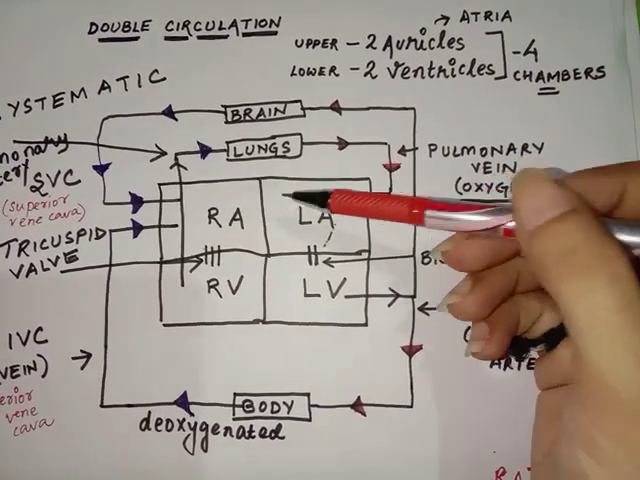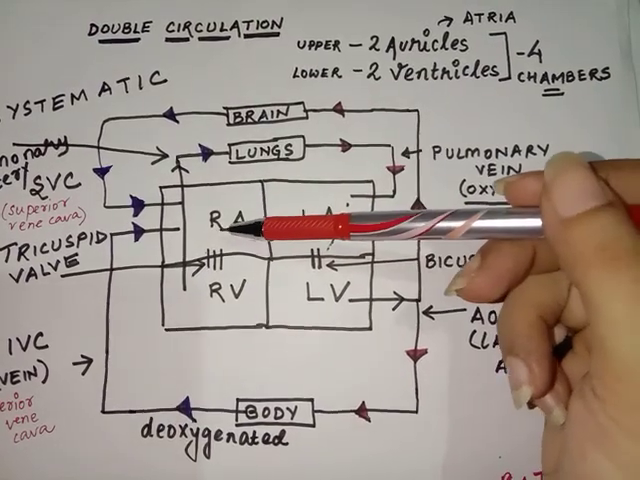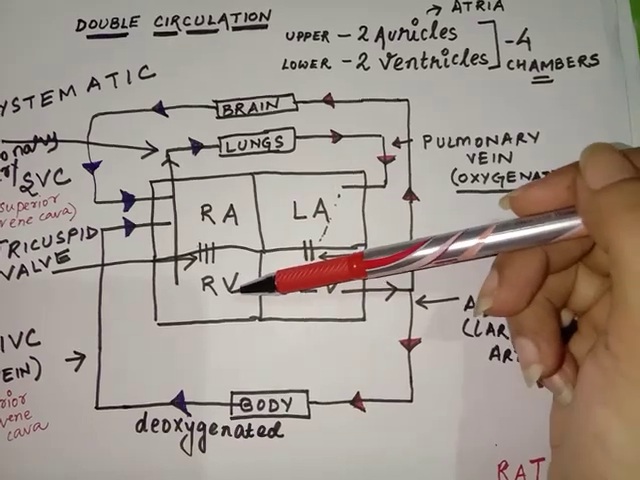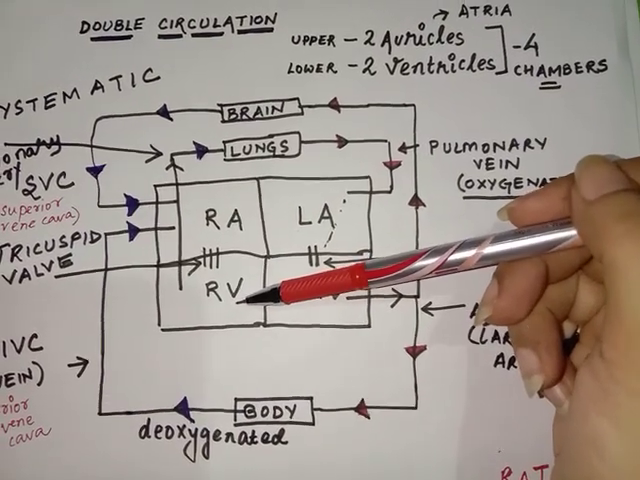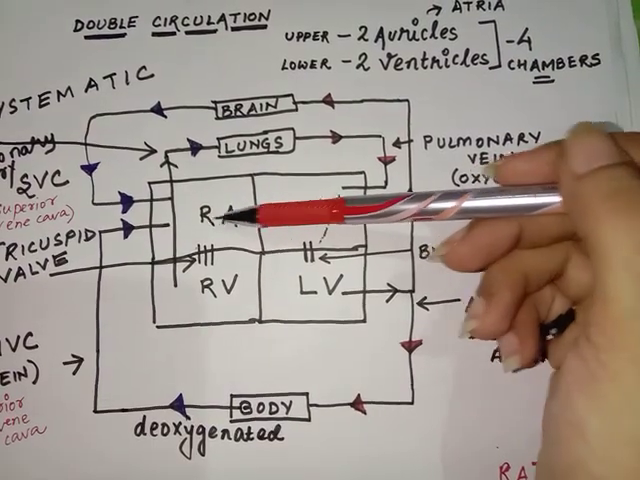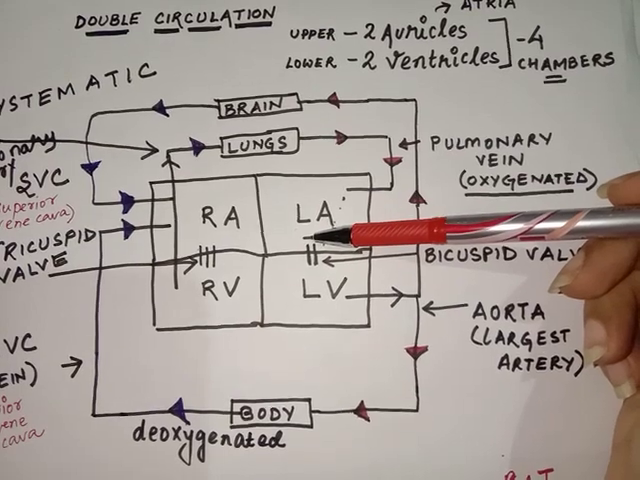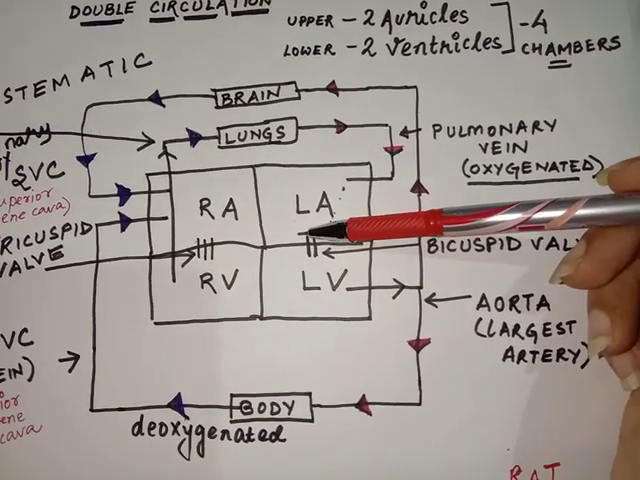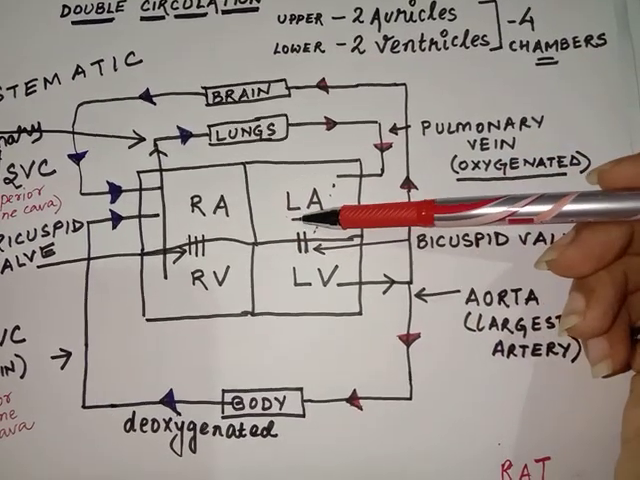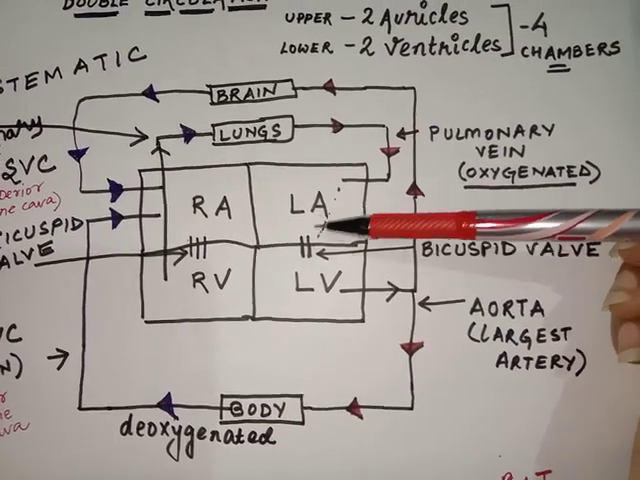Okay, so now in this particular diagram you can see that this is the right auricle, this is the left auricle, this is the left ventricle, and this is the right ventricle. So how are you going to label these as right or left? What you're going to do is place yourself in the position of this particular diagram. When you place yourself there, this is going to be my right and this is going to be my left. Okay, so what actually happens?